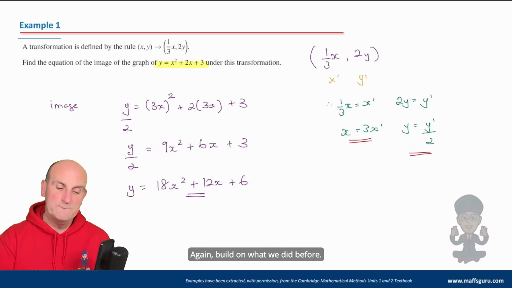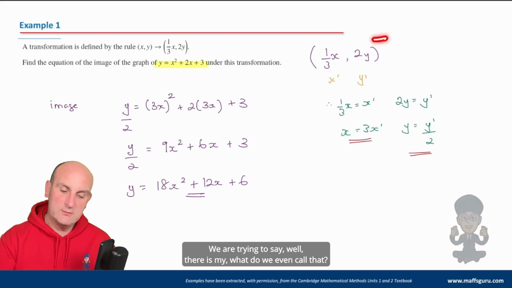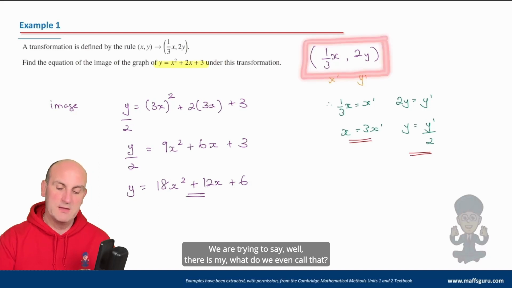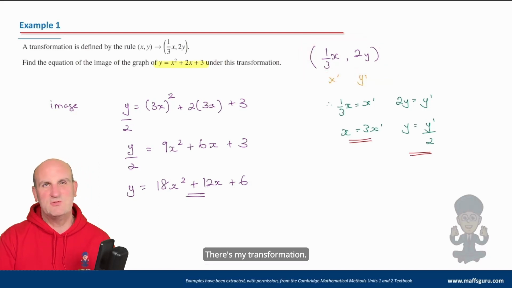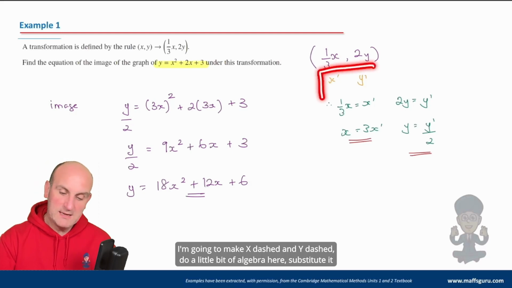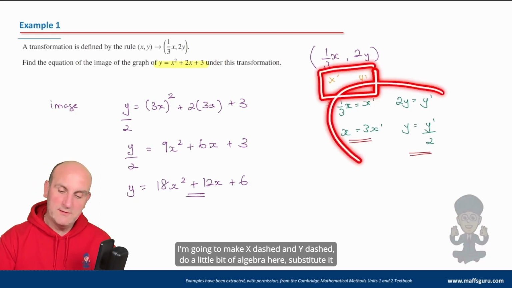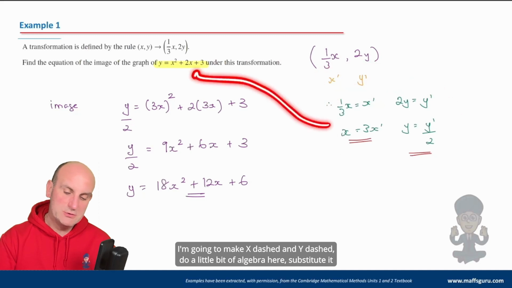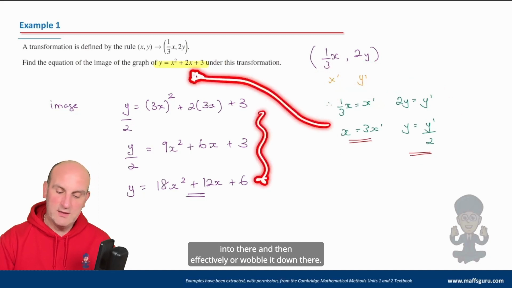All right. Again, builds on what we did before. We are trying to say, well, there is my transformation. I'm going to make x dashed and y dashed, do a little bit of algebra here, substitute it into there, and then effectively wobble it down there.